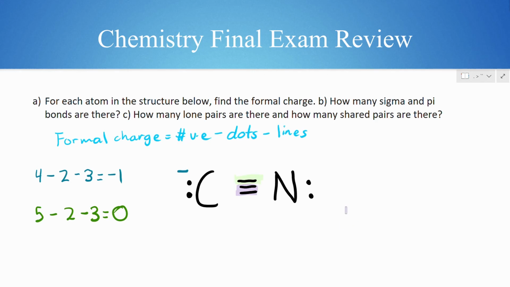Part C says how many lone pairs are there and how many shared pairs are there? Well, we see these 2 lone pairs. Okay, so 2 lone pairs. And how many shared pairs? Well, we see 3 shared pairs.